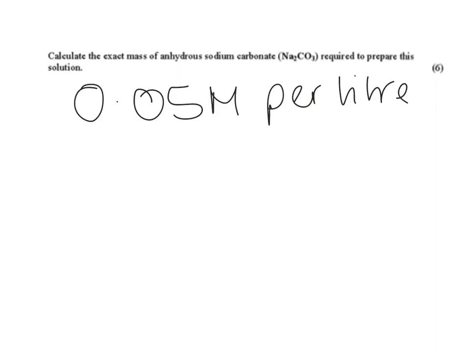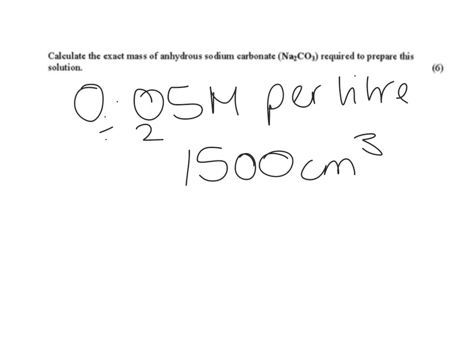So the first thing I'm going to do is to figure out how much I have per 500 centimetres cubed. And the easiest way to do that is to divide by 2. So 0.05 divided by 2 leaves us with an answer of 0.025.